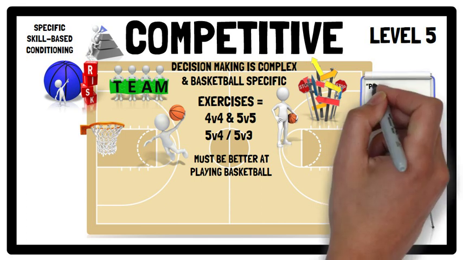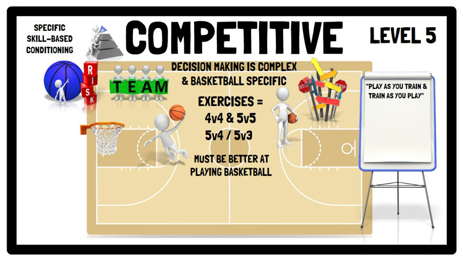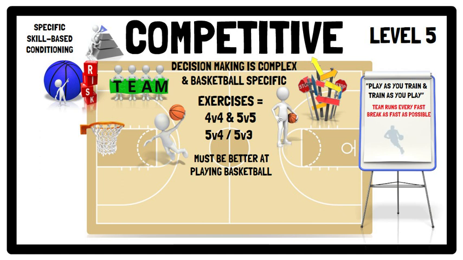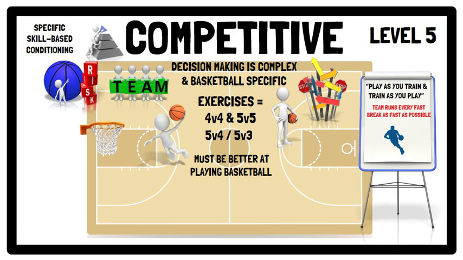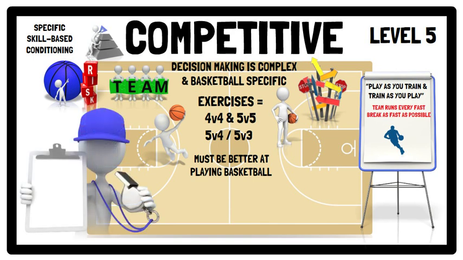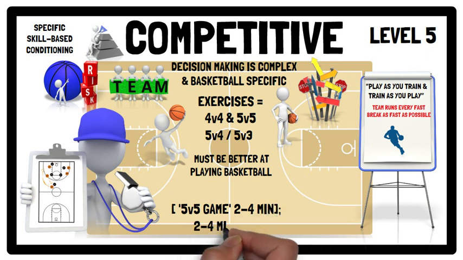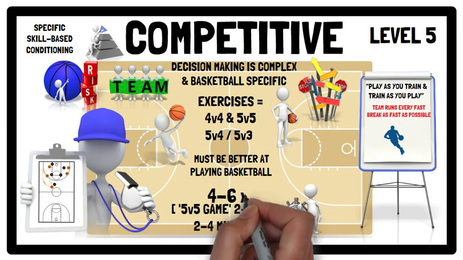As a coach, the phrase "play as you train and train as you play" is crucial to instill the attitude you want in your players. For example, if the goal is that the team runs every fast break as fast as possible, fights for every ball, or collects every rebound, you must demand it in every action of every drill. When designing small-sided games at this level, follow the considerations talked through previously at level 4. A session example at level 5 is performing a 5v5 game for 2 to 4 minutes with 2 to 4 minutes rest before repeating 4 to 6 times.